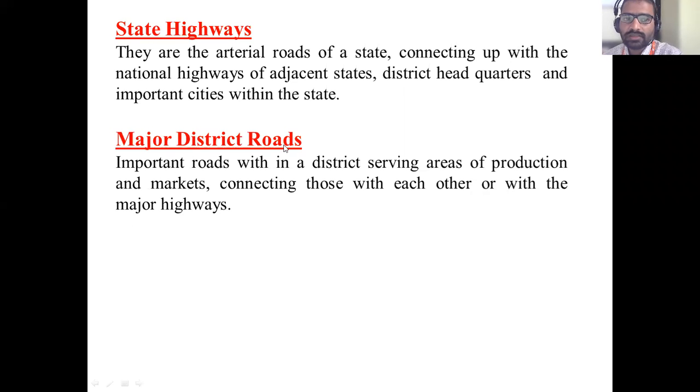Next, major district roads means these are the important roads within the state, within the district, serving areas of production. Where there is agricultural production, they are important. They serve areas of production and markets, connecting those with each other and with major highways. So just remember the point: serving areas of production and markets, connecting them with each other and with major highways.